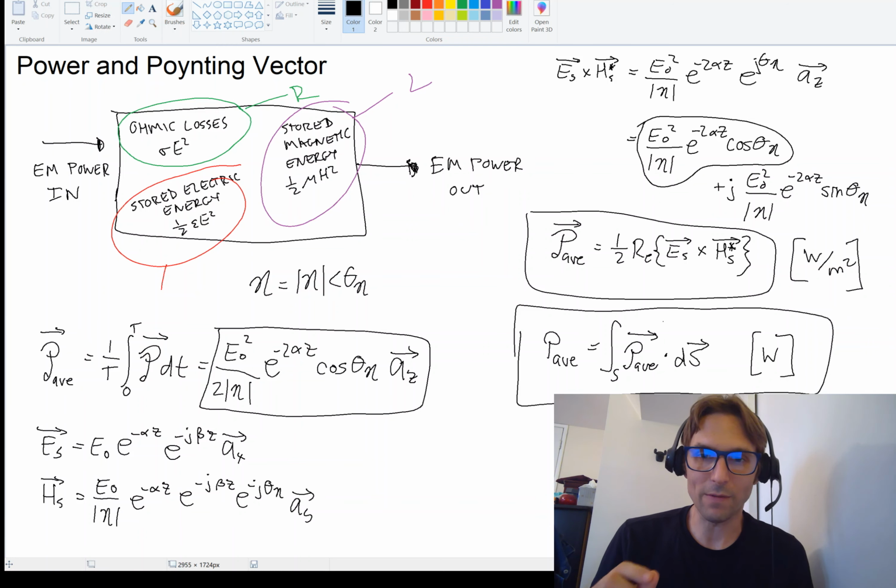how electromagnetic waves propagate. We're going to look at how they reflect and transmit when they get to different interfaces. So I will see you then.